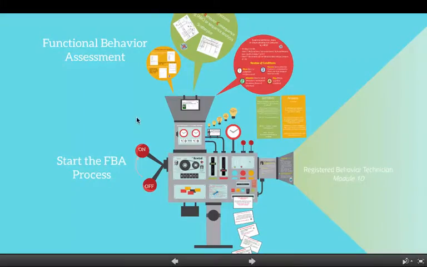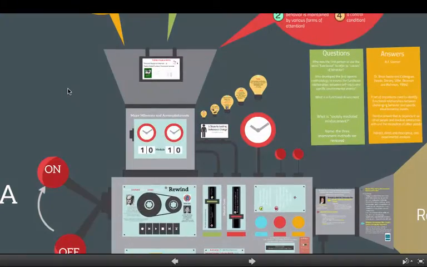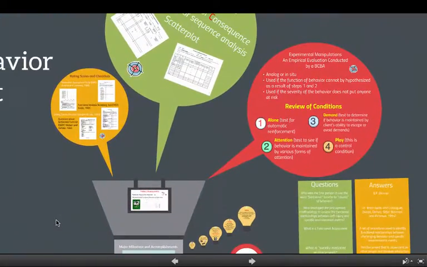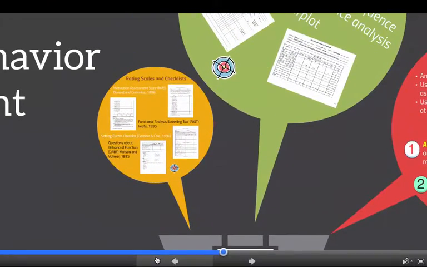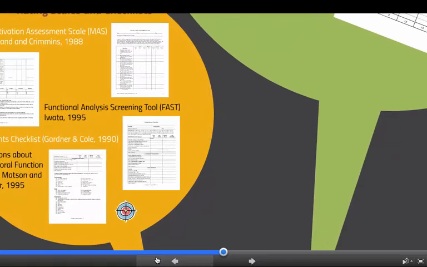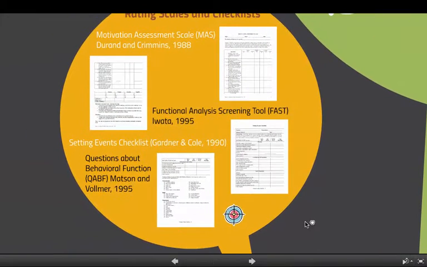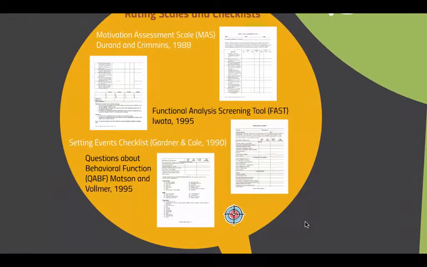So these items here fall into the category of indirect assessment, and they take the form of rating scales and checklists. There's a number of fine examples out there, the Motivation Assessment Scale being one of them, Dr. Iwata's FAST, the Functional Analysis Screening Tool, and the Setting Events Checklist, which I just showed you. And then there's another checklist called Questions About Behavioral Function by Matson and Vollmer, published in 1995.